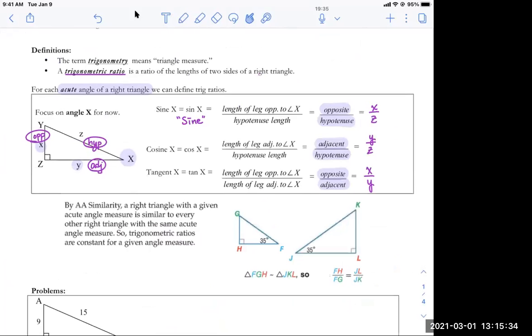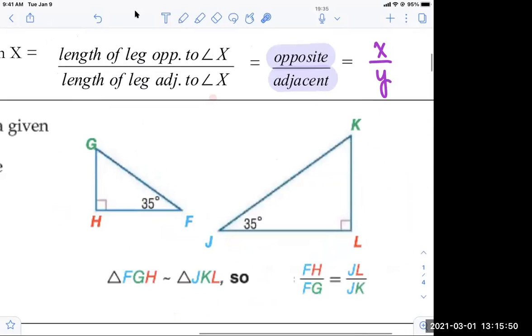Now, it doesn't matter how big or small the triangle is. If a triangle, like for example here, has a 35-degree angle in it, and we were to do, for example, sine, the sine of angle 35 would be the ratio of the opposite leg divided by the hypotenuse. In the other triangle, the sine of 35 degrees would be the ratio of the opposite divided by the hypotenuse. Those triangles are similar. That means that their sides are proportional. So this ratio is the same as this ratio.